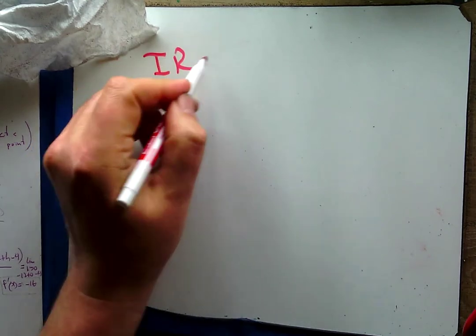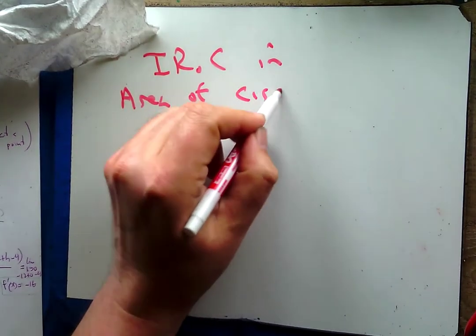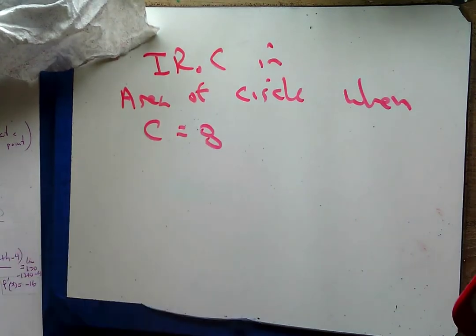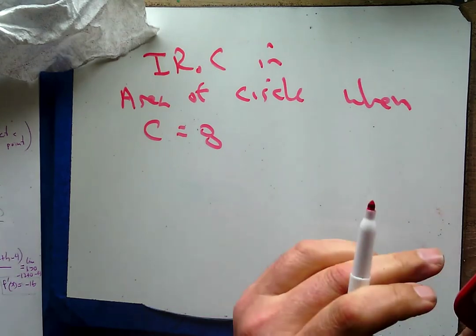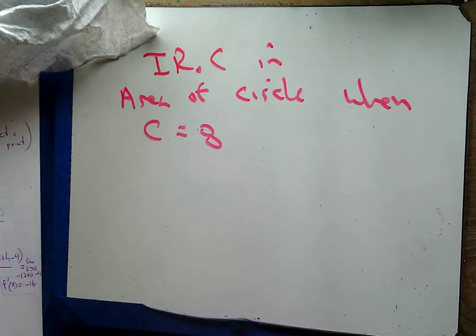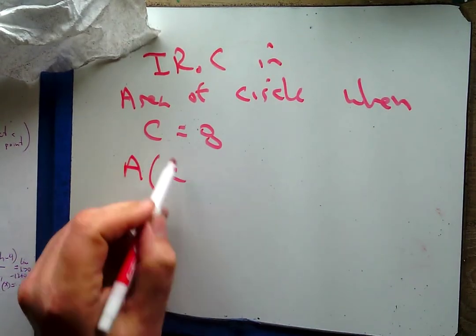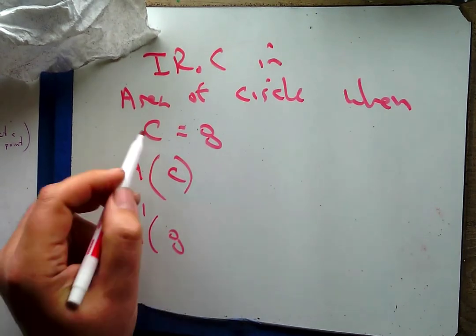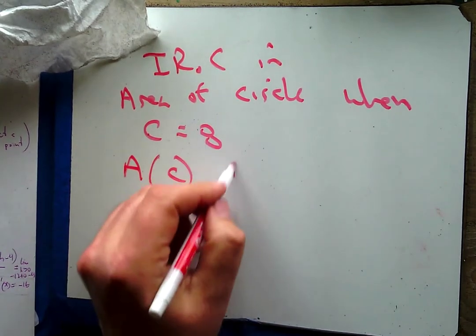How about find the instantaneous rate of change in area of a circle when circumference is 8? Well, that's a little more challenging, isn't it? Because in this situation, I am asked to deal with this, because my input of 8 for A prime is a C value. So how do I write area as a function of circumference?